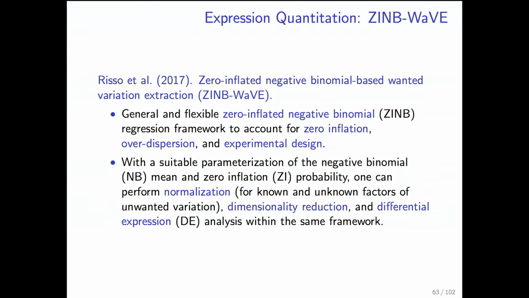So we tried to bring together within one framework a lot of the issues that I've mentioned so far. For this, we've developed a method that's based on a zero-inflated negative binomial model. Within that framework, we want to handle the zero inflation, overdispersion, and experimental design. In particular, with an appropriate parameterization of the negative binomial mean and zero-inflation probability, we can do normalization, dimensionality reduction, and differential expression analysis within the same framework.